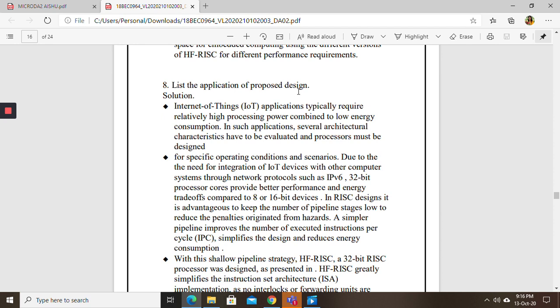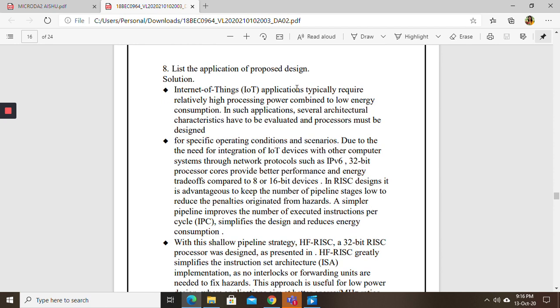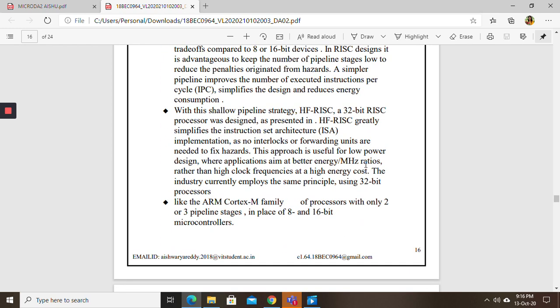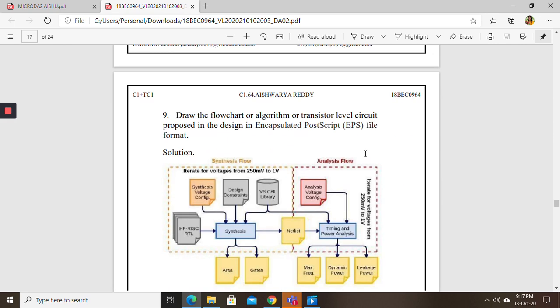List the applications of the proposed design. These are all the applications for the design which I used. IoT applications typically require relatively high processing power combined with low energy consumption for specific conditions and scenarios. With the shallow pipeline strategy, HF-RISC, a 32-bit RISC processor, was designed as an ISA implementation like the ARM Cortex-M family of processors, with only 2 or 3 pipeline stages, in place of 8 and 16-bit microcontrollers.